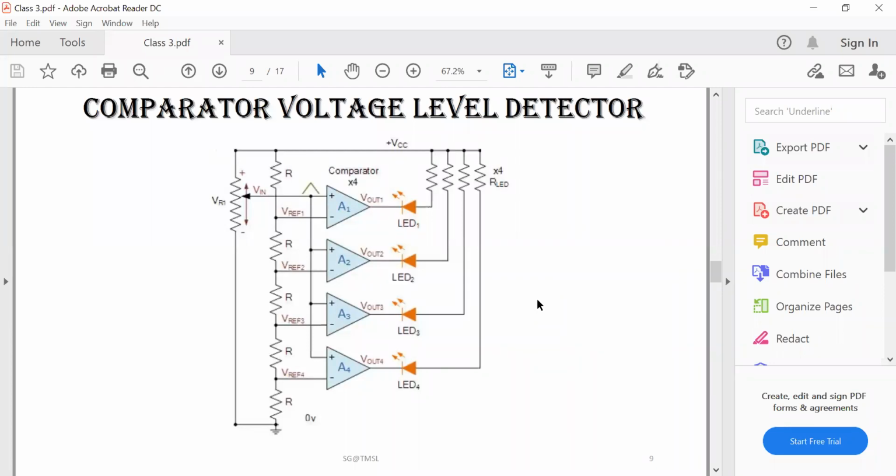Okay. So if this type of connection is used, we can make an ADC circuit as per our requirement. If 8 op-amps are connected, then it can be used with an 8 to 3 line digital encoder circuit, which can be used to make an ADC circuit giving a 3-bit binary code output. Okay, that is the use of this type of voltage level detector.